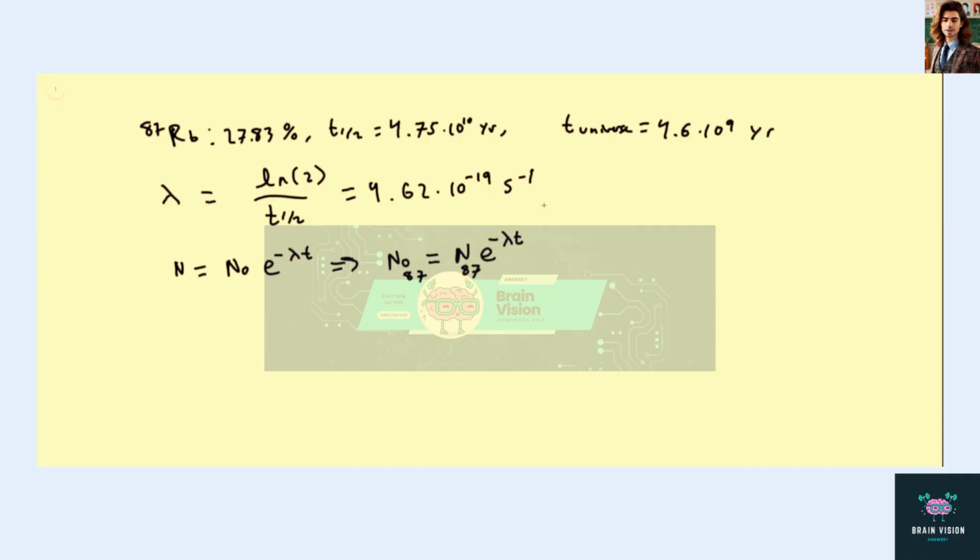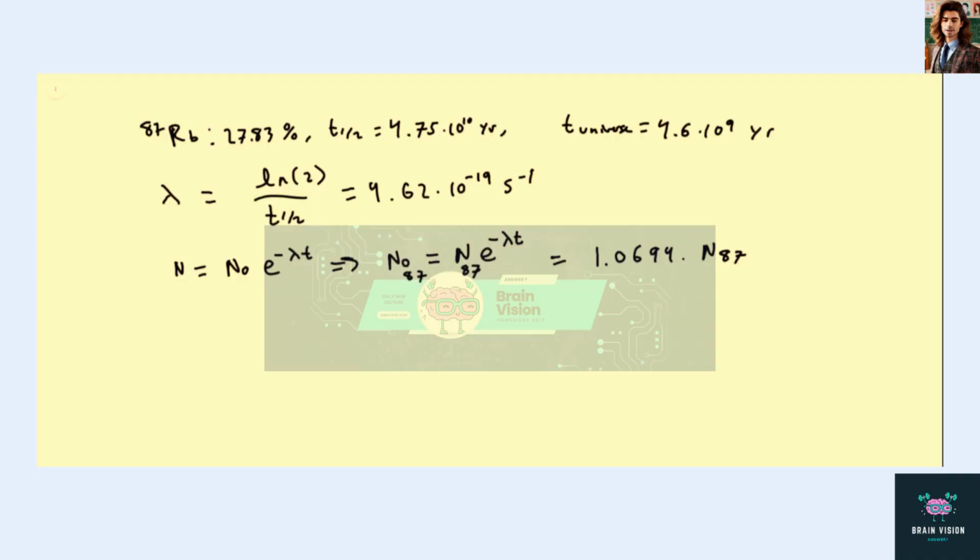And if you plug in the number for t at the age of the universe, 4.6 times 10 to the 9 years, you can calculate this value to be 1.0694 times the number of rubidium-87 atoms existing today. So this is the fraction greater than the number existing today that there were at the start of the universe before they decayed.